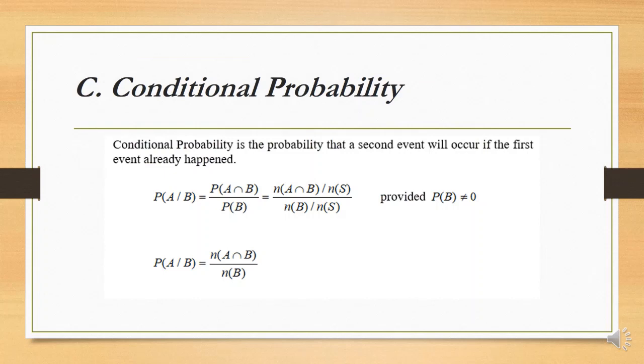Now, let's have the third type of probability, which is conditional probability. Conditional probability is the probability that a second event will occur if the first event already happened. So in this case, again, we have two events. There will be event A, event B, or whatever notation or letter you assign.